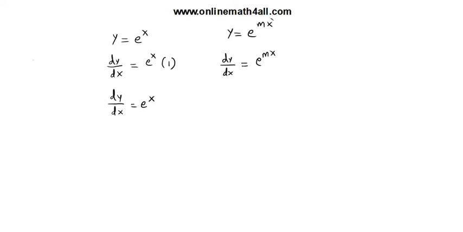Now by chain rule, you have to find the derivative of the stuff we have in the exponent. So now the exponent is mx. When you find the derivative of this, the constant m is kept as it is, and you find the derivative of the variable x with respect to x, which is 1. So m times 1 will be just m. Now I have the derivative of the exponent, that is m. So finally dy over dx is equal to m times e to the power mx.